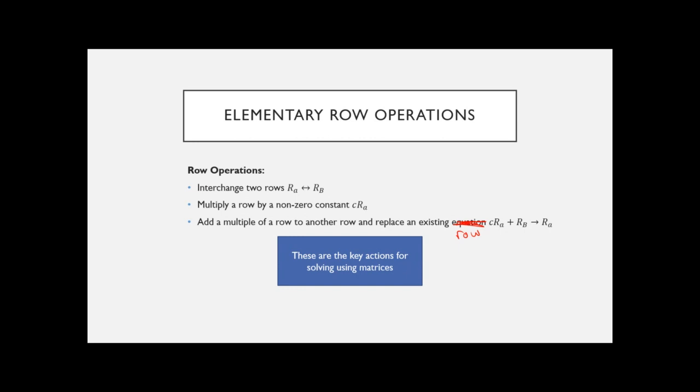So you indicate that by, okay, I multiplied this row by whatever constant C, I added it to row B, and now that result is going to be my new row A. So you use that arrow to indicate what row it's being replaced in. So this is just some shorthand that you can use to show your work between each step to indicate what I did from one step of the matrix to get to the other.